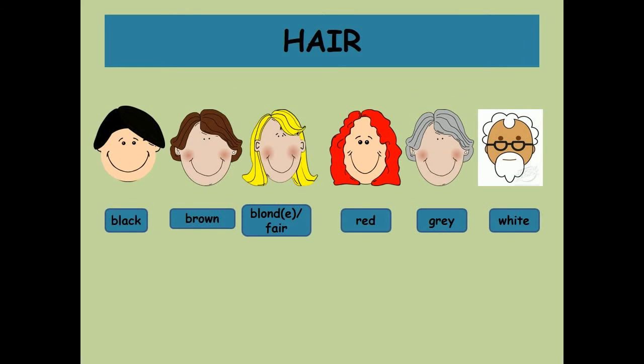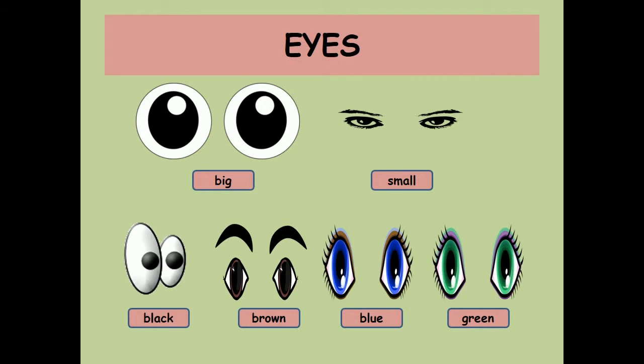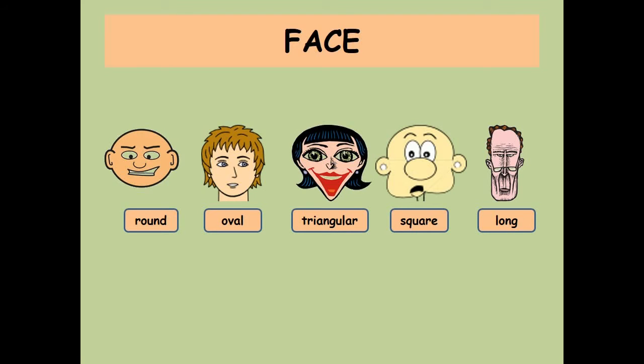And, continuing with the hair, now let's talk about its color. It can be black, brown, blonde or fair, red, grey, or white. Let's learn now about the eyes. They can be big, small, or they can be black, brown, blue, or green. And now, let's learn about the face of the people. It can be round, oval, or it can be triangular, square, or finally, a person can have a long face.